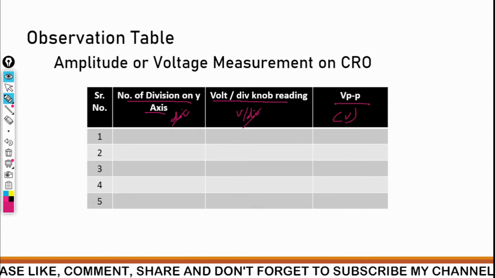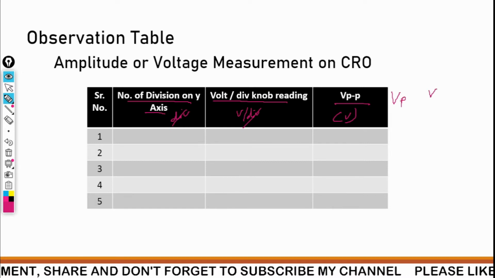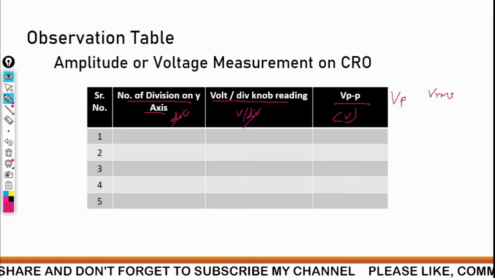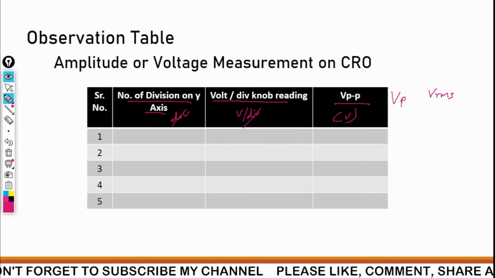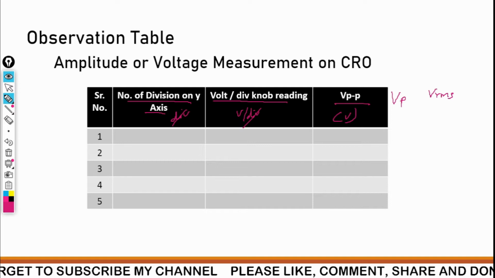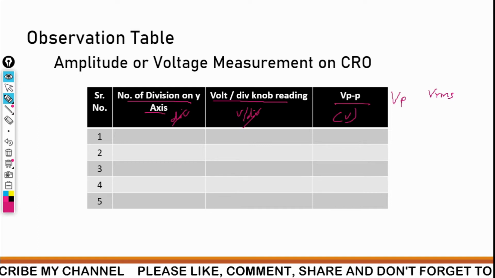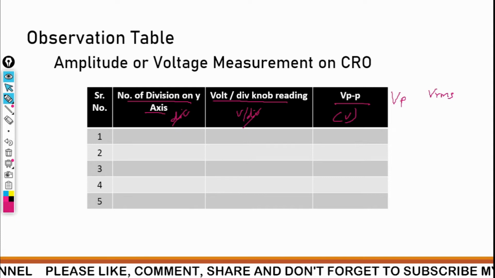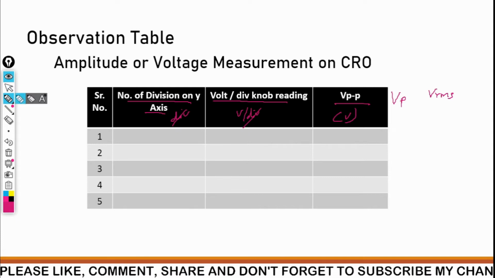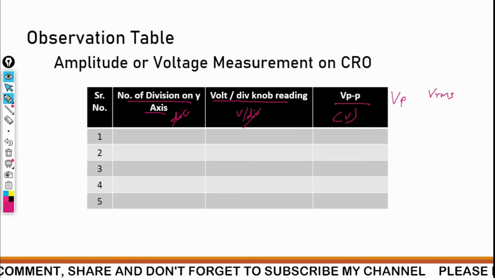So we can calculate peak to peak. Then we can have V peak by dividing by 2. Then we can have V RMS by dividing this Vp by square root of 2. Okay, so we can have another table for it as well. We can have 5 readings, and then we can complete this observation table of amplitude or voltage measurement on the CRO. So let's look at what we are doing in the lab.